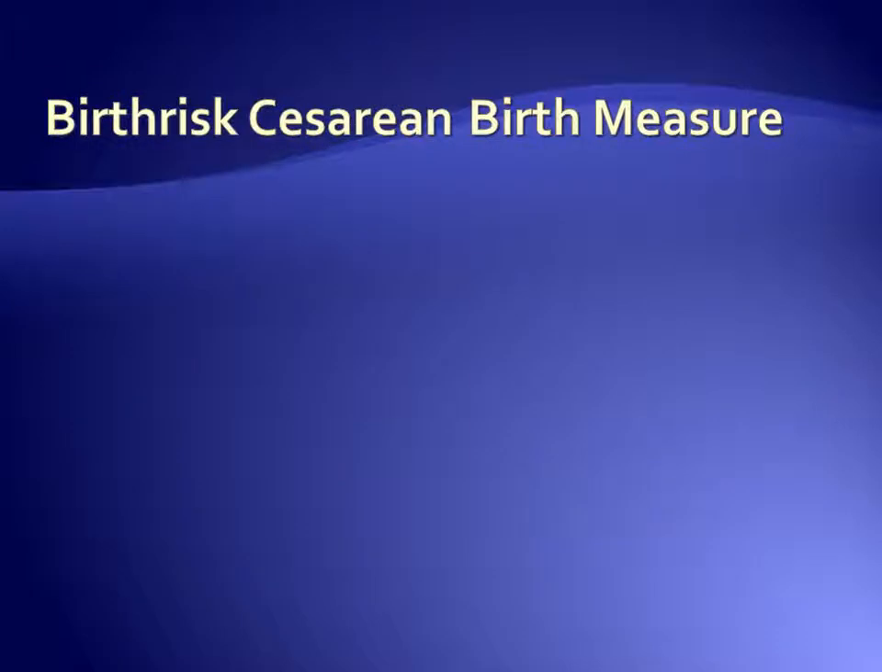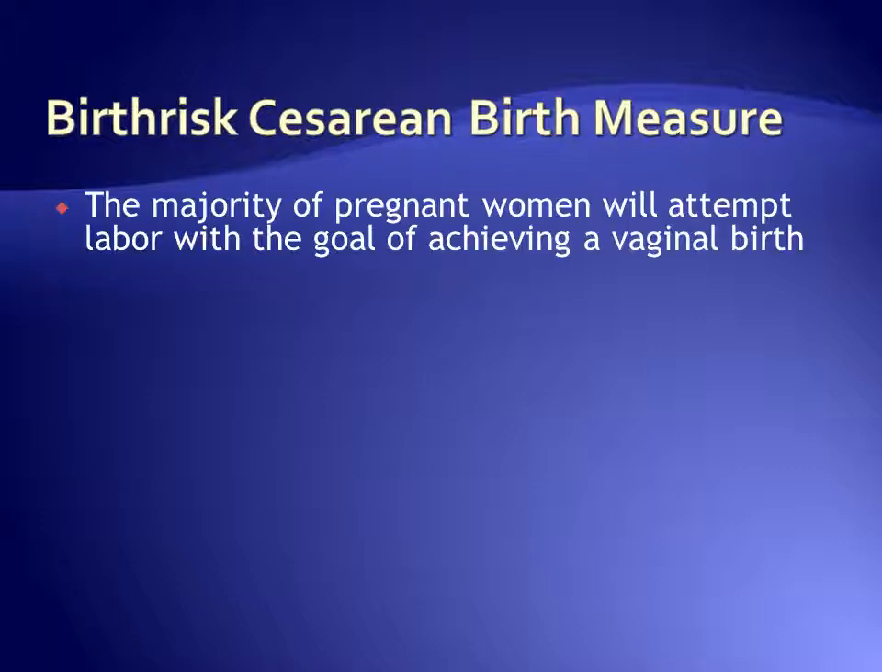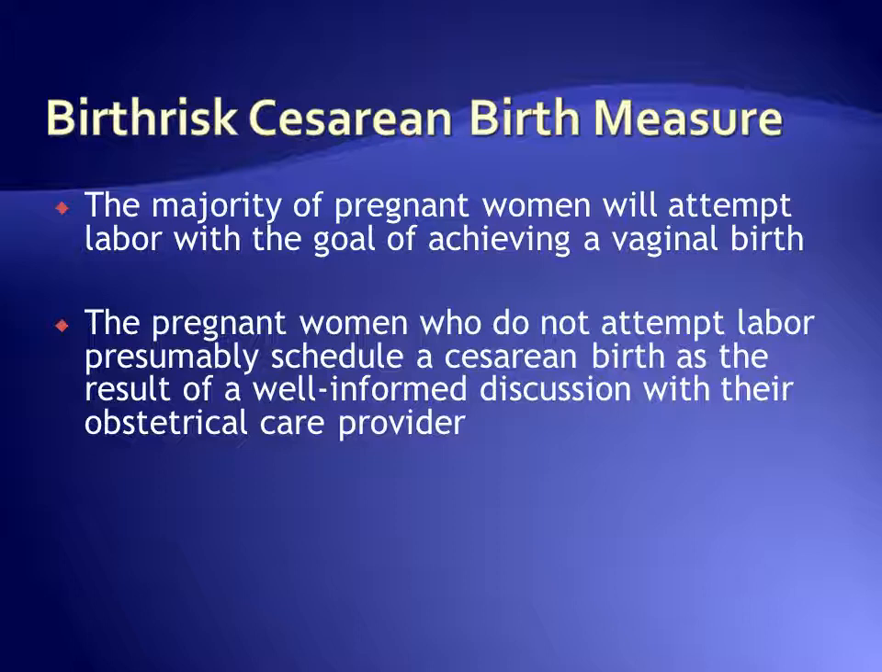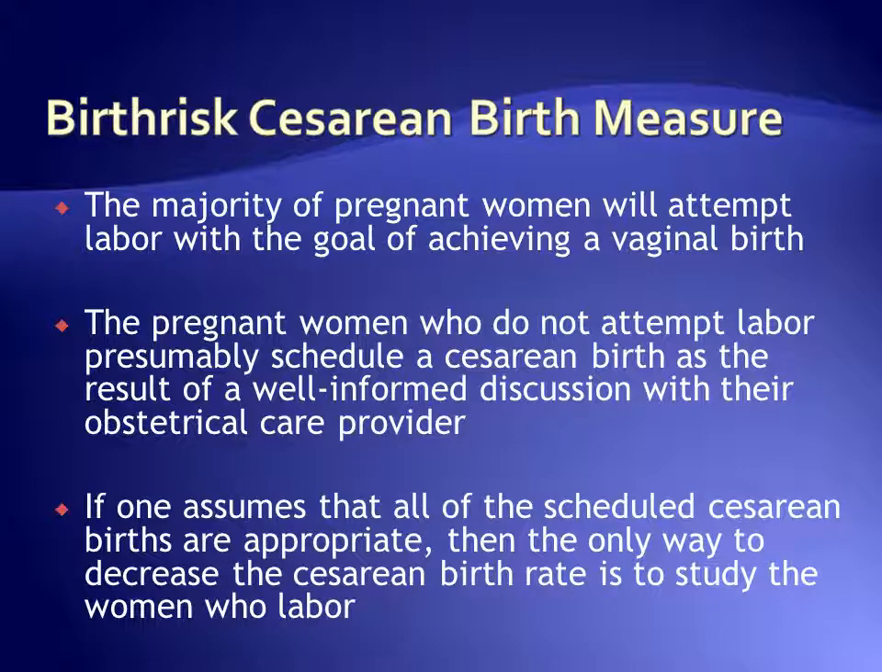In order to create a cesarean birth measure that doesn't have case mix flaws like the NTSV case mix, and more importantly accounts for the inherent risk of the women who are giving birth, I started with 3 simple suppositions. First is that the majority of pregnant women will attempt labor with the goal of achieving a vaginal birth. Second is that the pregnant women who do not attempt labor presumably schedule a cesarean birth as the result of a well-informed discussion with their obstetrical care provider. And third, if one assumes that all of the scheduled cesarean births are appropriate, then the only way to decrease the cesarean birth rate is to study the women who labor.